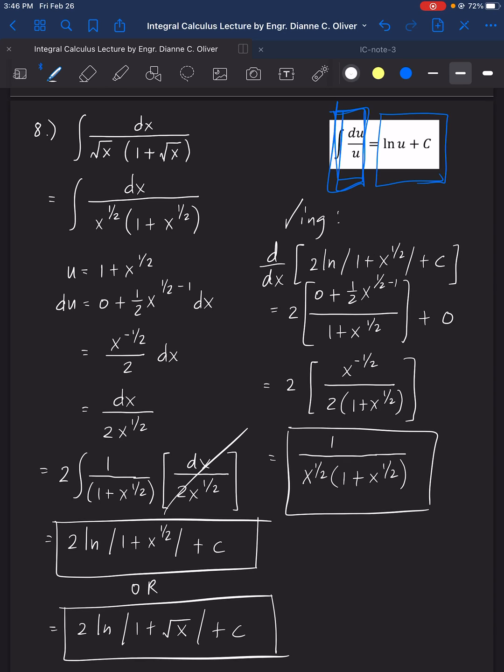So this is similar with the given. Therefore, these answers are correct. So that's for number 8.